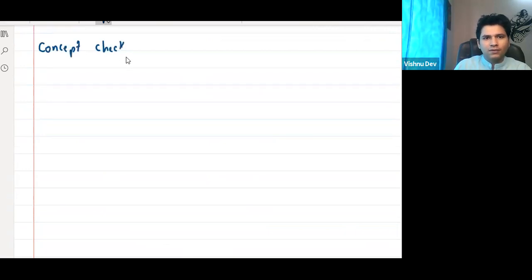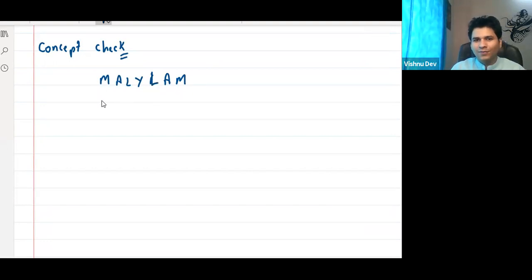What is the language of Kerala? Anyone remember? Malayalam. Pure Malayalam. I hope you know the interesting fact about Malayalam. Yes, sir. If we write from right to left and from left to right, it is the same.